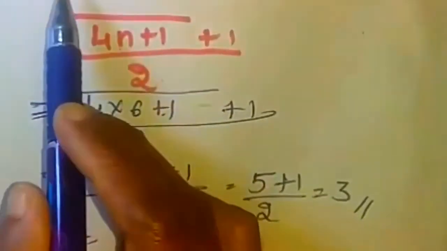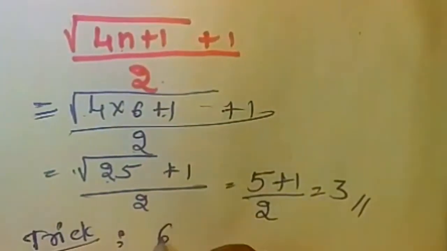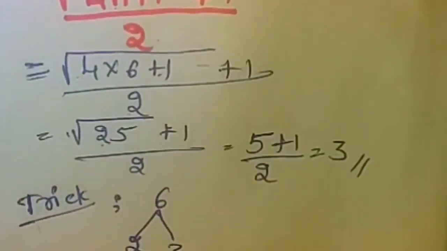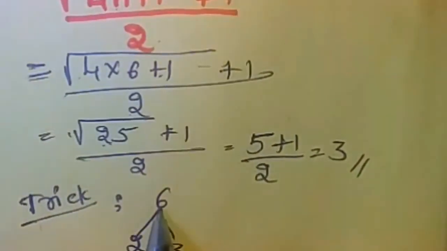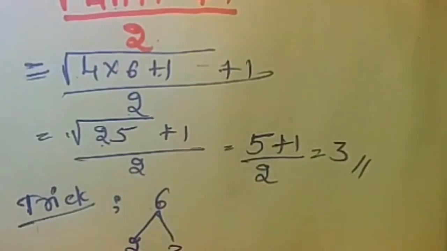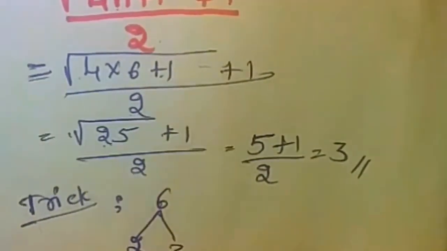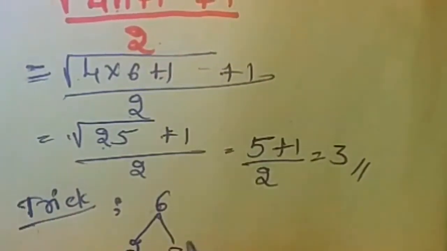you have to find the factors for this 6. Factors for 6 are 2 into 3, 6. Yes or no? So now there is a condition. The factors which we are getting, when we subtract these two, the difference is 1. Okay. So 2 minus 3, how much will we get? 1 only. Okay. The difference is 1.